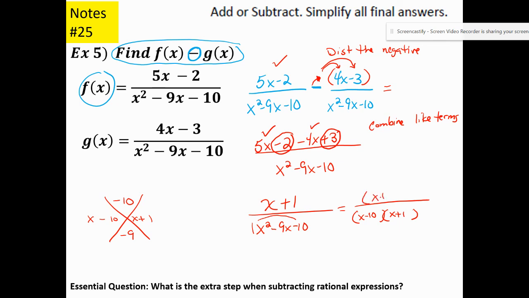And what do you know? You have an x plus 1 in the top, so you can cancel. So this, we needed the magic x. So cancel, cancel. Don't forget there's a hidden 1 up here for your final answer. 1 over x minus 10.